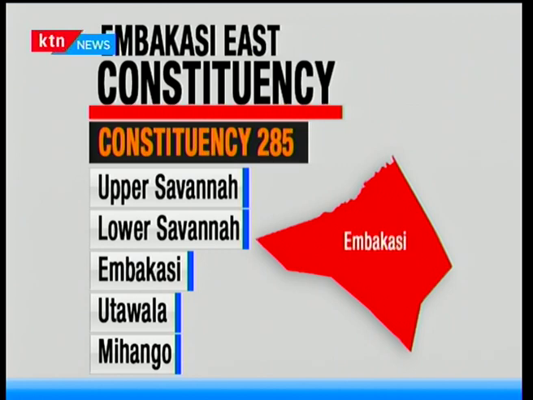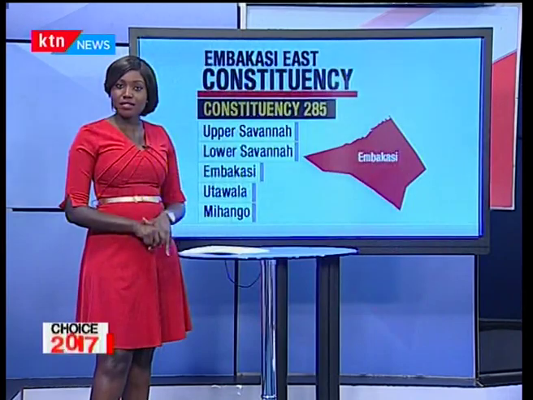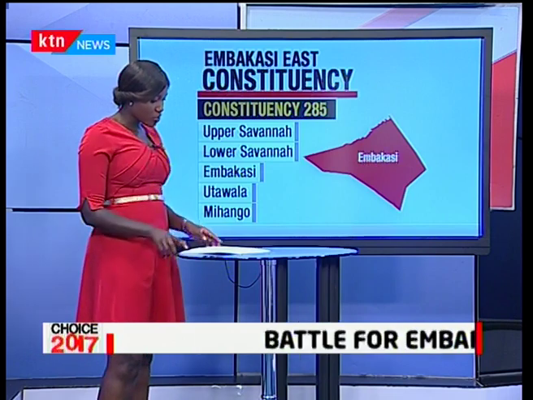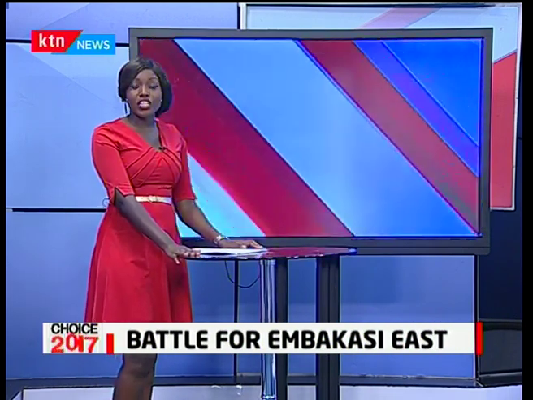Remember, it used to be larger Embakasi, which was the largest constituency and the most densely populated. But then it was broken down to 5 constituencies: Embakasi East, Embakasi West, Embakasi South, Embakasi North, and Embakasi Central. Let's go to our next board and take a look at the population.